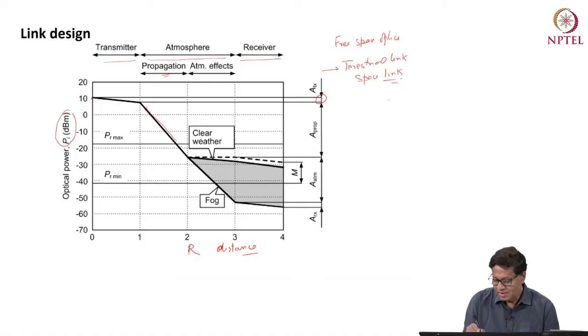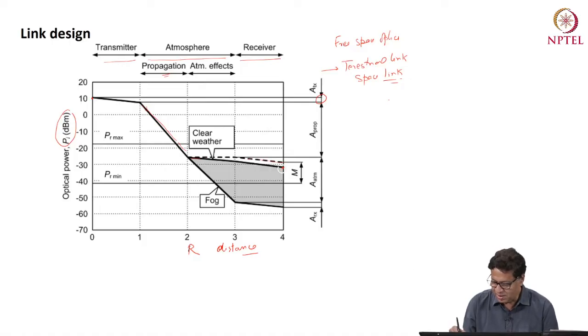And as you reach some distance, suppose there is clear weather, there are no environmental effects. So in clear weather, the loss which happens is quite less. So this will follow this dotted line. And then because of the receiver, there will be some loss because of the receiver optics. So you get something here. So you point after 4 kilometers, you get something like this.